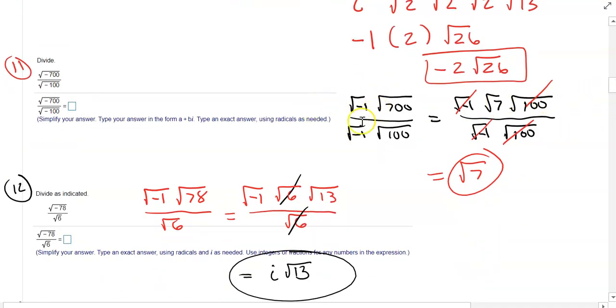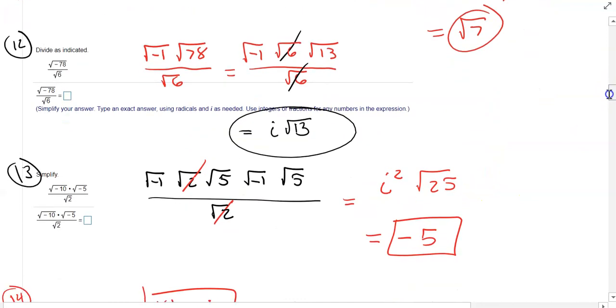Here we are dividing, so make sure we separate. So I have the square root of -1 times the square root of 700, which can become the square root of 7 times the square root of 100. And on the bottom, I have the square root of negative 1 times the square root of 100, and we can cancel. So those cancel out, leaving me with root 7.